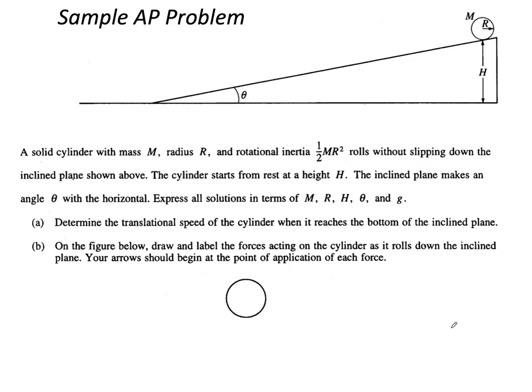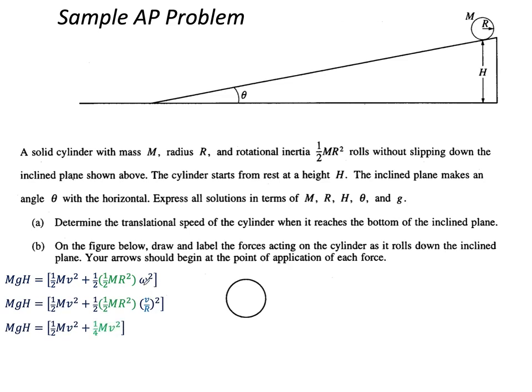A, determine the translational speed of the cylinder when it reaches the bottom of the inclined plane. So just using energy conservation, mgh equals what we talked about before, 1/2 mv squared plus 1/2 I omega squared. And solving that just real quick, plugging in v over r for the omega gives us this, or we end up with that. Or solving for the velocity, we get the velocity at the bottom is square root of 4/3 gh.